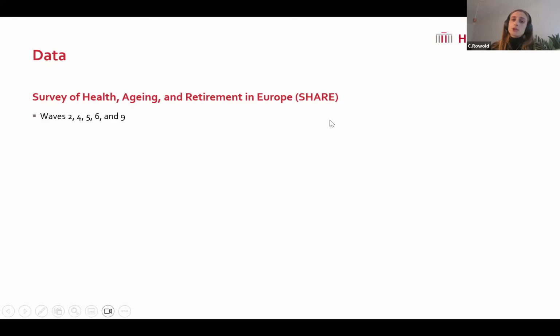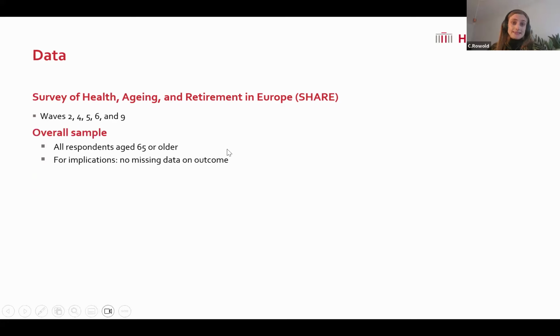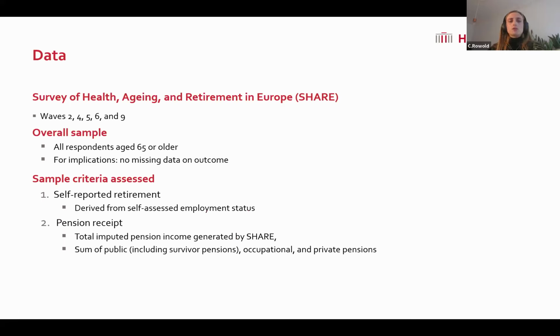Okay, I use data from SHARE, Survey of Health, Aging and Retirement in Europe, that covers most European countries. I merge waves to increase basically the number of countries and also have a broad distribution across different cohorts. The overall baseline sample includes everyone aged 65 or older. For looking at the implications, I have to exclude those individuals with missing data on pension income. And then I basically reproduce these two sample criteria that have been used. So the first one, self-reported retirement status, that is derived again from the self-assessed employment status. And I will actually show you the question in a second.